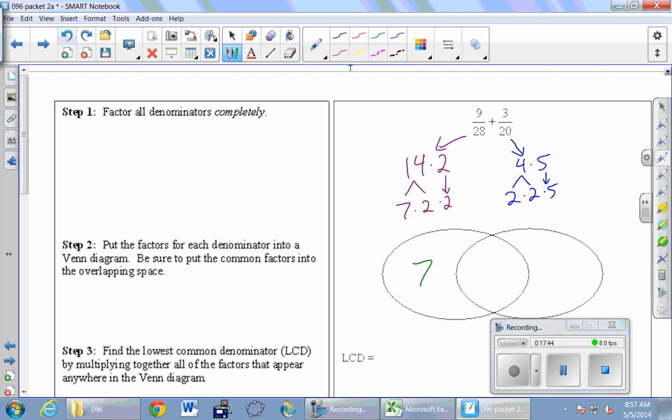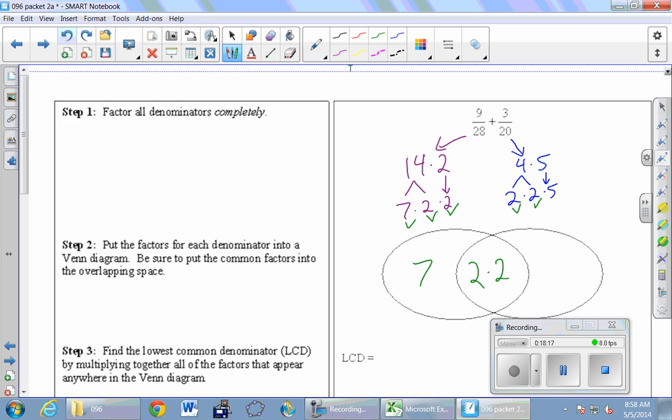And then the next thing we see is a 2. Do you see a 2 in the other one? We do. So I'm going to put that 2 in the overlapping space, and I'm going to check off a 2 that's in both of them, right? 1, 2 from each list. The next thing I see in purple is another 2. Is there another 2 in the other list? There is. So that also is in common. Check off another 2 from each one. I've finished with the purple.